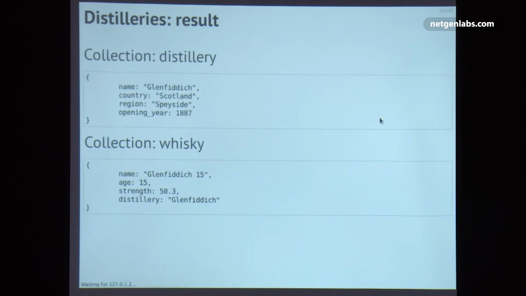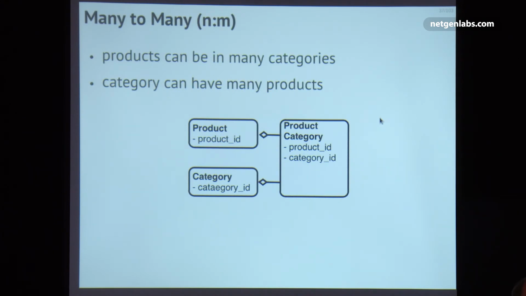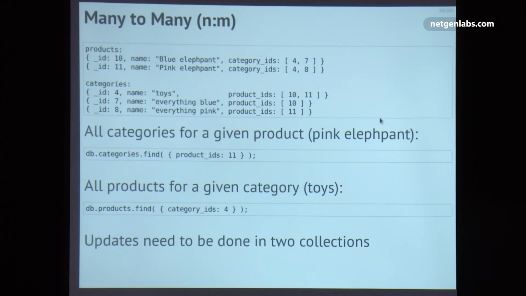All right, so that was the distillery thing. So let's have a look at many-to-many relations as well. So products, for example, can be in many categories, and a category can have many products. Like if you have a toy shop, say all the plush blue and pink elephants that you have, right? They're all toys. But they're also part of the category elephants, for example. So each elephant is part of multiple categories, and a category can, of course, have multiple products. So let's have a look at how we can store things like that.